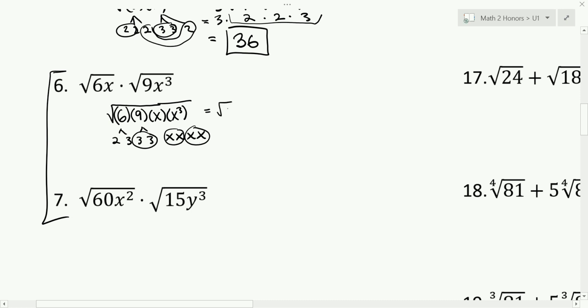So the square root of 9, the square root of x squared. Everything that's not circled, we won't be able to take the square root of. So the 2 times 3, which is 6. And so we end up with 3 times x times the square root of 6.